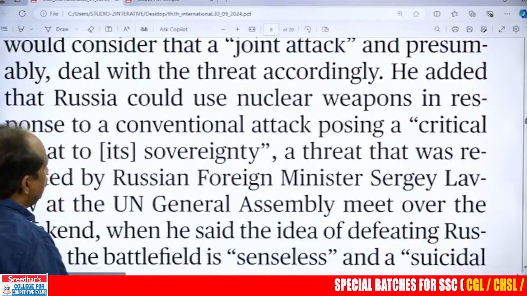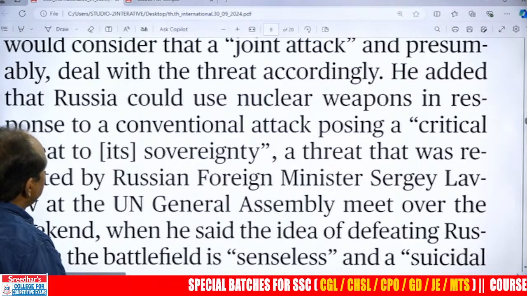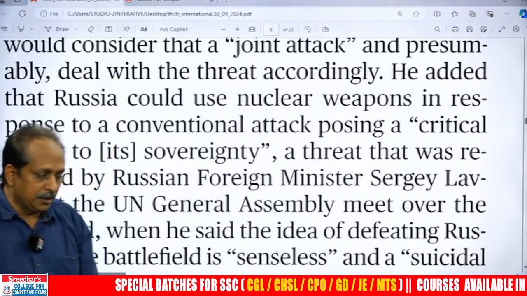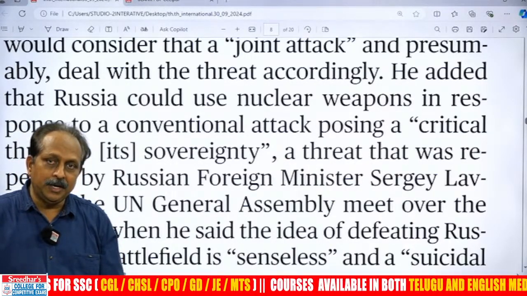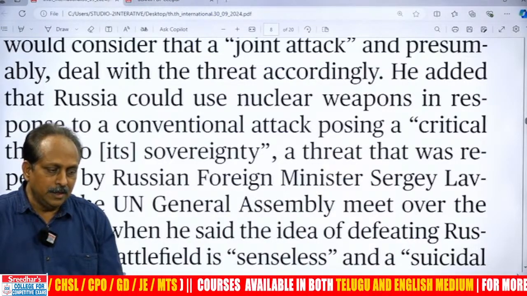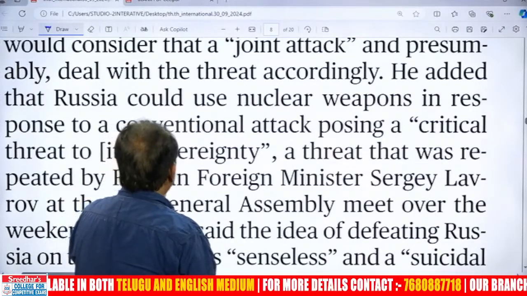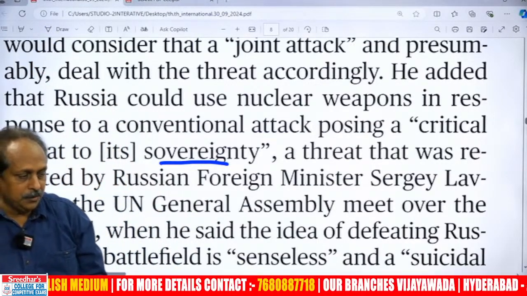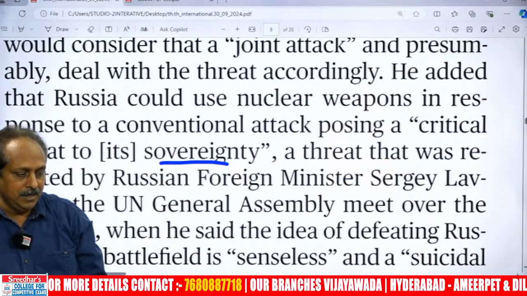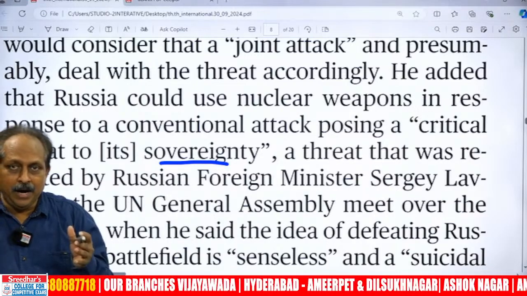He added that Russia could use nuclear weapons in response to a conventional attack posing a critical threat to its sovereignty. He also said categorically, Russia would use nuclear weapons in case the sovereignty of Russia is attacked or threatened. There is one important word we have seen many a time. What is it? Sovereignty. What is the meaning of sovereign? India is a sovereign country. You guys can respond because we have seen these words so many times. Conventional means traditional, very good. Sashidhar, I appreciate that.